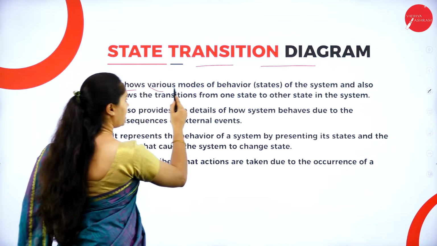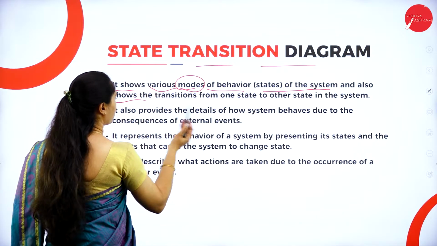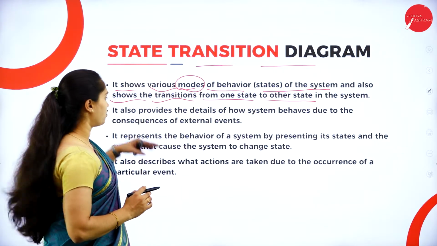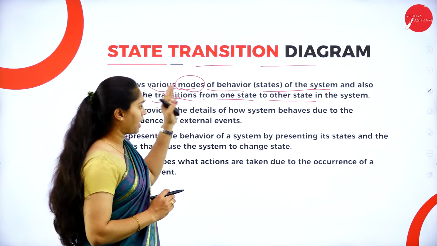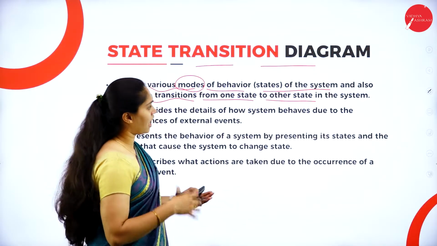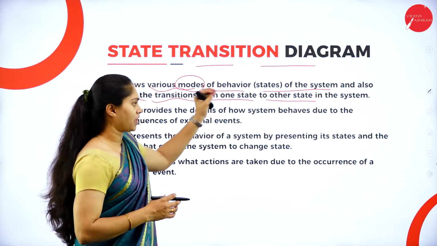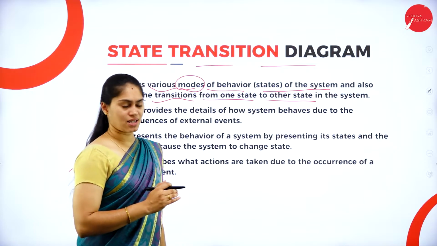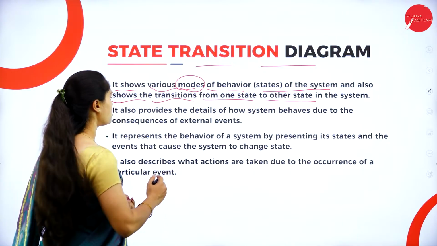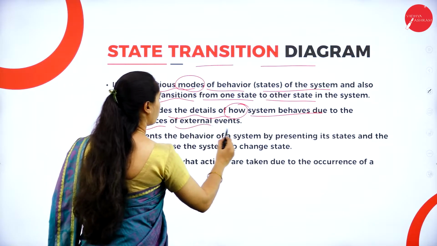Mainly it shows the various modes or behavior of the system, and also the transition from one state to another state in the system. Mainly this is going to specify the behavior or states of a system or software when a certain event is occurring, and also what transition of states we have when the certain event is occurring in the system. That is going to be specified with the help of this state transition diagram, and it also provides the details of how a system behaves due to the consequences of an external event.